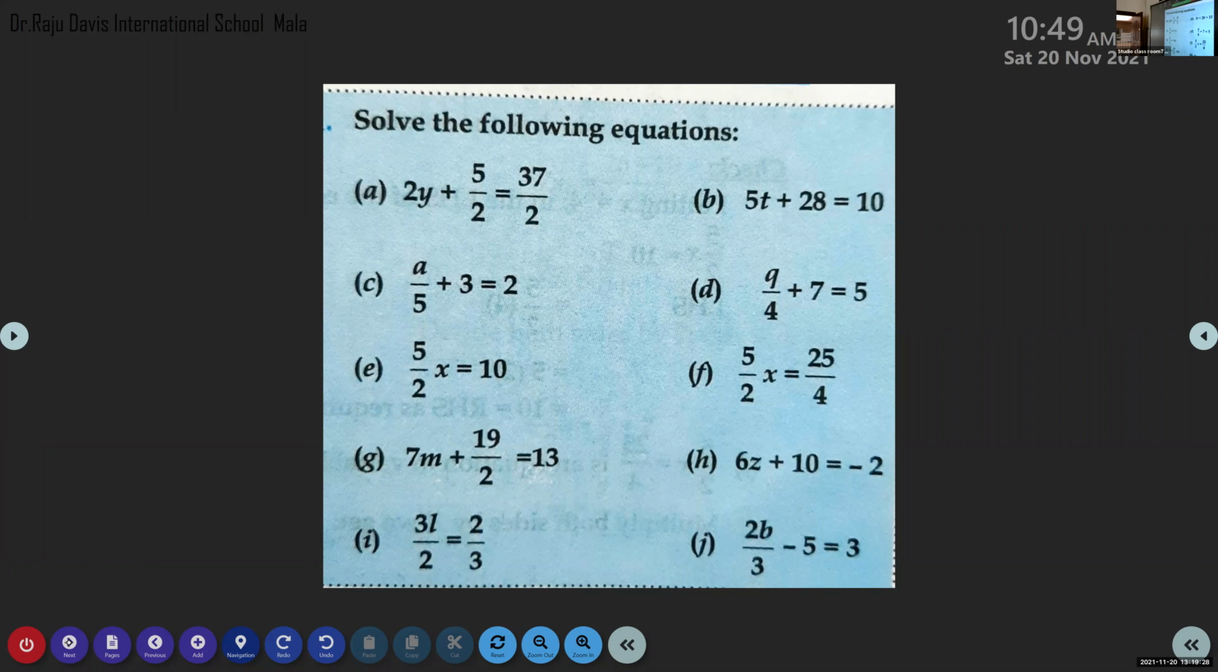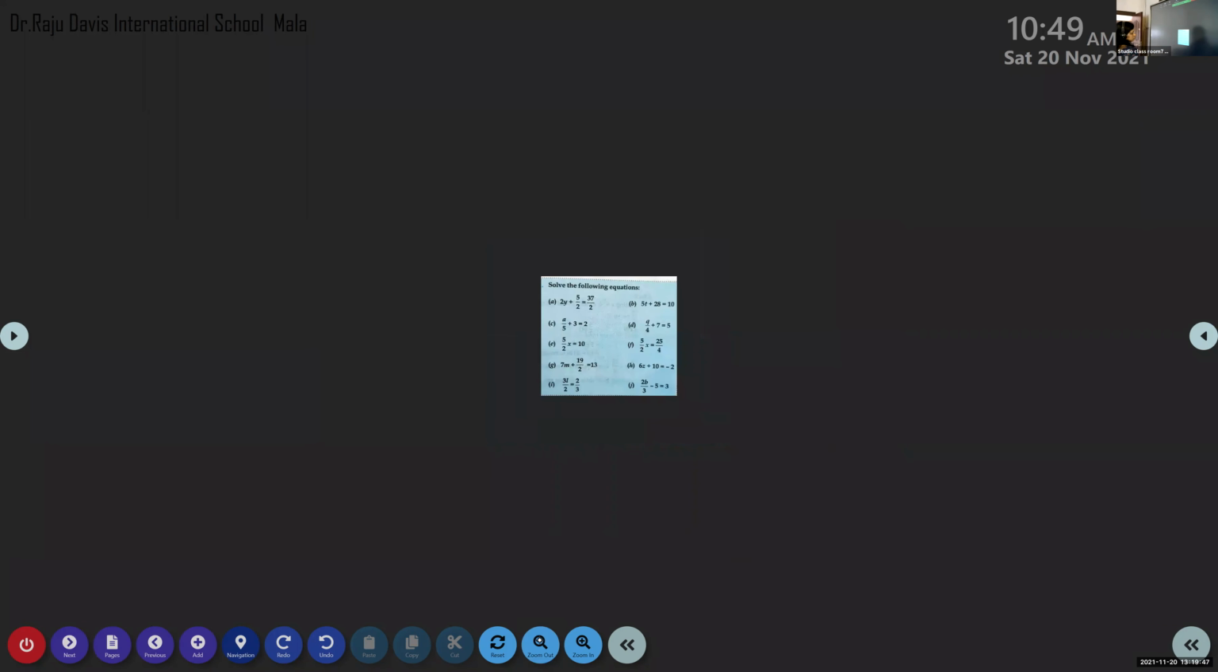In this, addition, subtraction, division, multiplication, everything is there. So how to solve this question? First one, 2y. I will reduce this and give you. Zoom out. First question is 2y plus 5 by 2 is equal to 37 by 2.